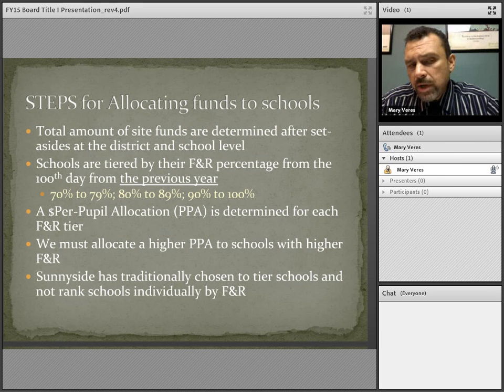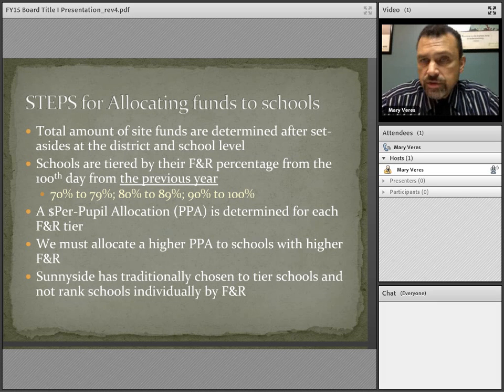Then with that bulk of money that's remaining, I use a formula to do a per pupil allocation for each tier. And there are up to 5 or 6 schools within each tier. The one ruling that we have to follow is that for the higher poverty level schools, the ones with the higher free and reduced lunch, we have to give a higher per pupil allocation to our 90 to 100, and then less down, and then less down. Now, just so this is on record, we don't have to tier our schools. Sunnyside has traditionally always tiered their schools. We could go school by school and give per pupil allocations to each one, but that doesn't seem to be as efficient as grouping schools together.